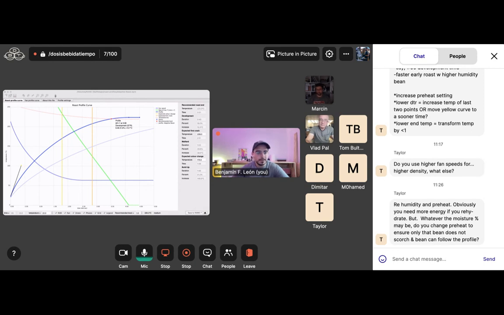Related to humidity and preheat, obviously you need more energy if you rehydrate, but whatever the moisture content will be, maybe do you change preheat to ensure only that the bean does not scorch and the bean can follow the profile?